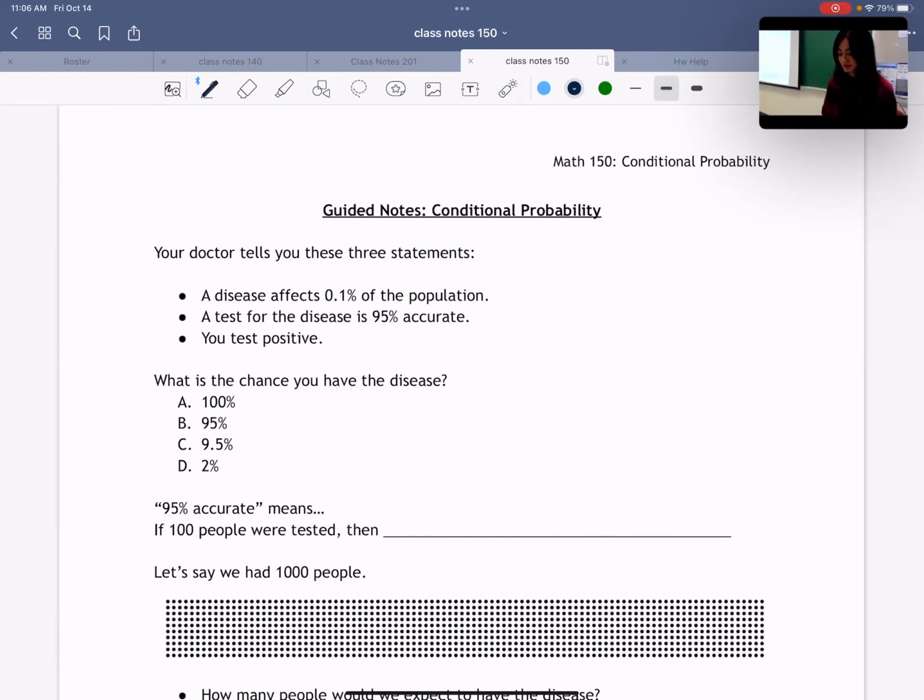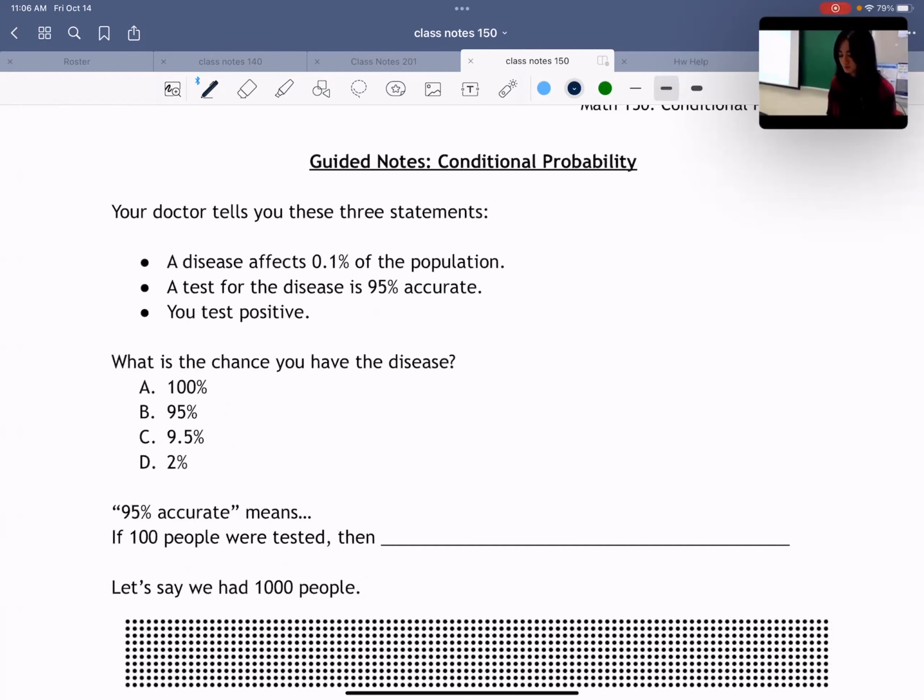Okay, so I have a multiple choice question for you. What's the chance we have the disease? We have 100%, 95%, 9.5%, or 2%. Now don't feel dumb answering this question because I feel like it's not very intuitive with the information we have now. Who thinks it's 100%? All right, that one's a little bit easy to tell that's not the answer. Who thinks it's 95%? Okay, we got 1, 2, 3. Who thinks 9.5%? 1, 2, 3, 4, 5 people, maybe 6. Who thinks 2%? No one thinks 2%.